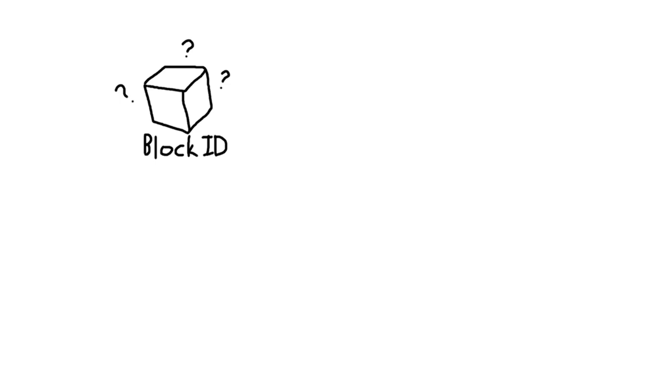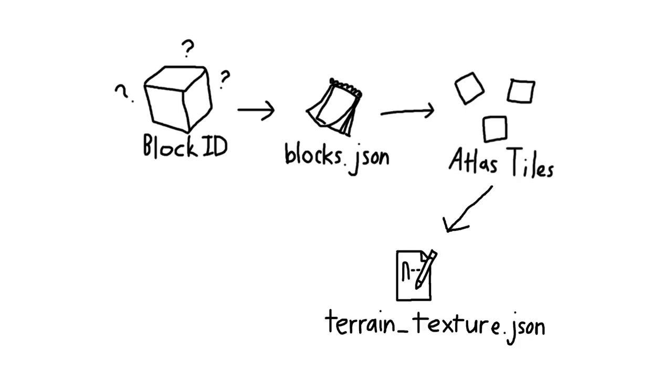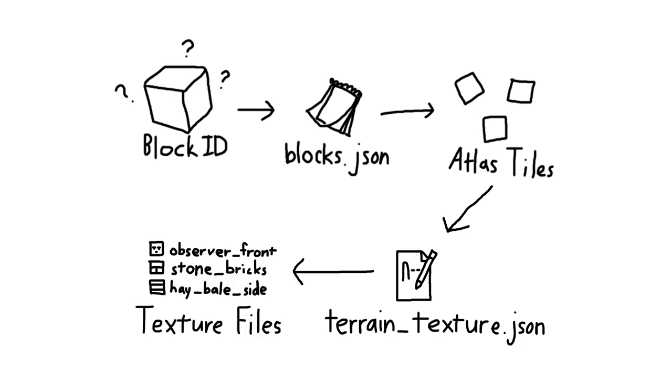Think of it like this. The game first asks, what's this block's ID? The block ID determines the blocks.json entry, which we'll talk about later. The blocks.json entry lists the atlas tiles to be used on the block, which are set in terraintexture.json. Terrain texture links the atlas tiles to texture files. By changing the texture file paths in terrain texture, we can swap textures around without ever having to touch an image file.